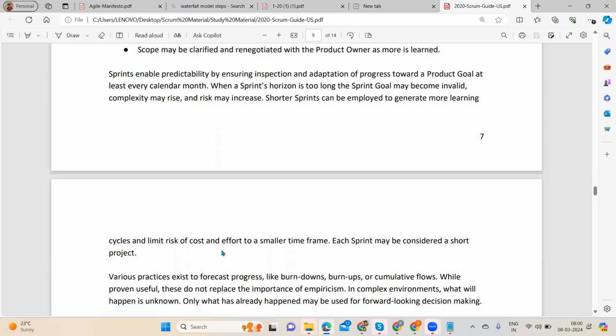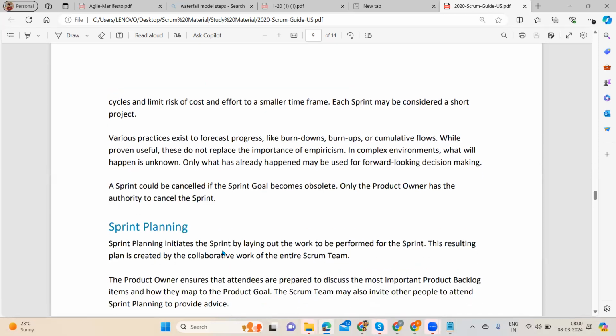Cycles limit the risk of cost and effort to a smaller time frame. Each sprint may be considered a short project. Whereas practices exist to forecast progress like burn downs, burn ups, and cumulative flow, while proven useful, these do not replace the importance of empiricism in complex environments where what will happen is unknown. Only what has already happened may be used for forward looking decisions.